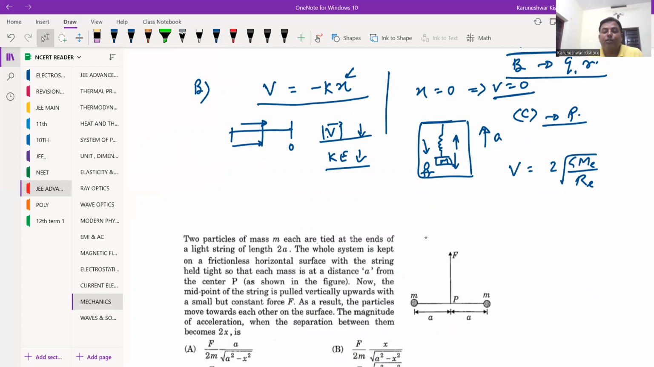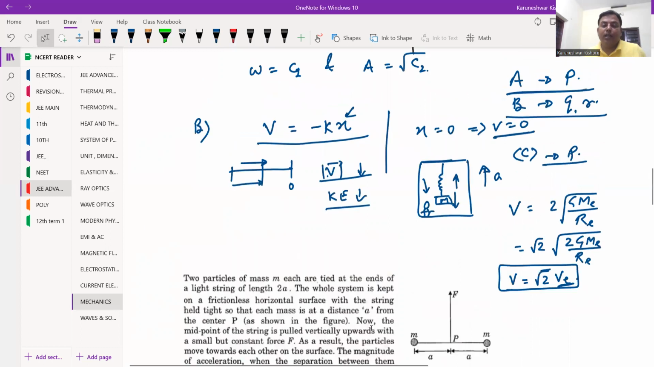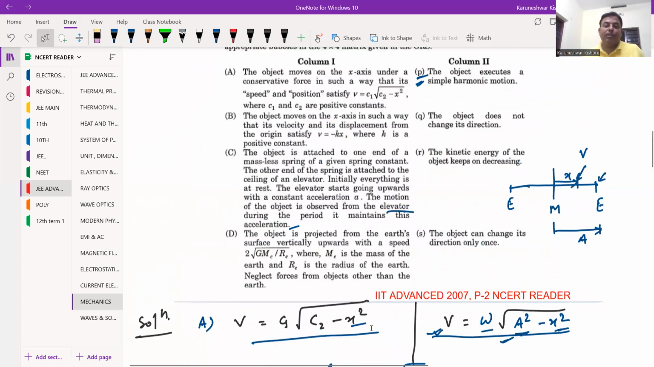Once you see this result, you could think like this. We can write it as root 2 times under root GMe by Re, and on the basis of this, this is the escape velocity from the Earth. So the velocity given to us is root 2 times the escape velocity from the Earth, and its direction is not getting changed.